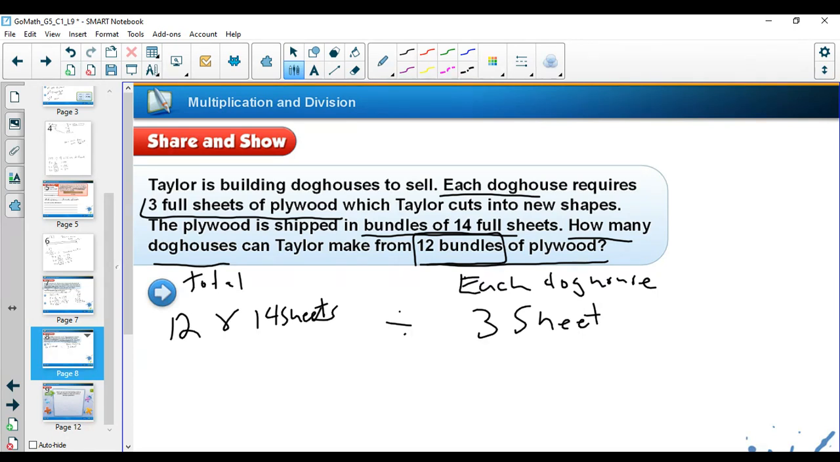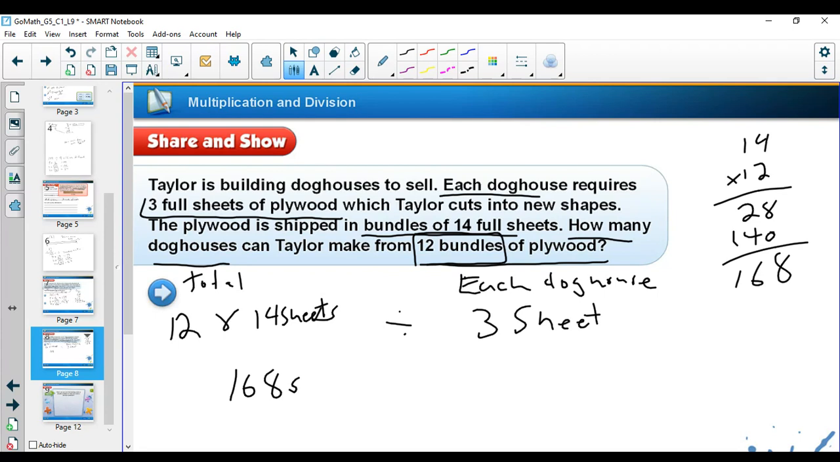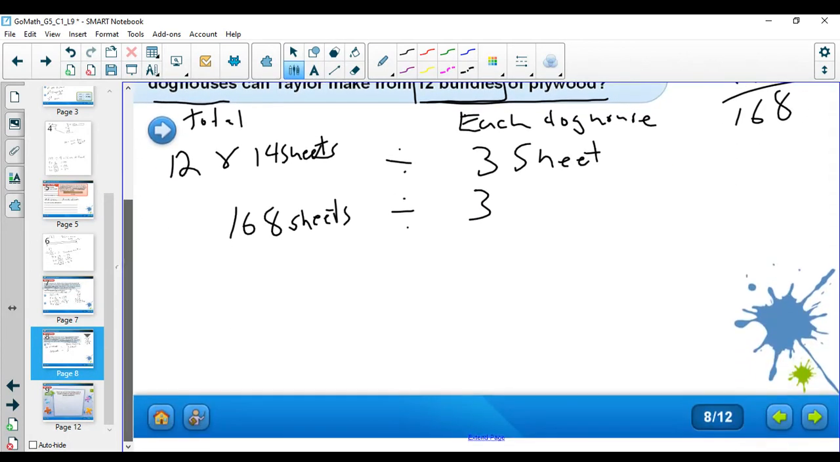Well, 12 times 14 is, we'll do that over here, right? So times 12 is 14 times 2 is 28, and 10 times 14 is 140, and then we add those together, and we get 168 sheets, and we're going to divide that by 3 because each doghouse takes 3 sheets. I'm going to set it up like we've been doing, right? So 3 times what equals 168.